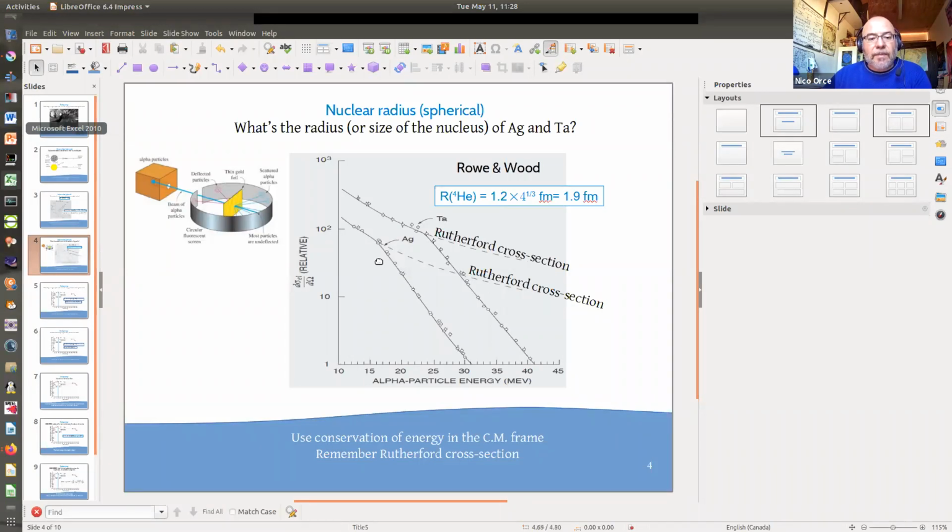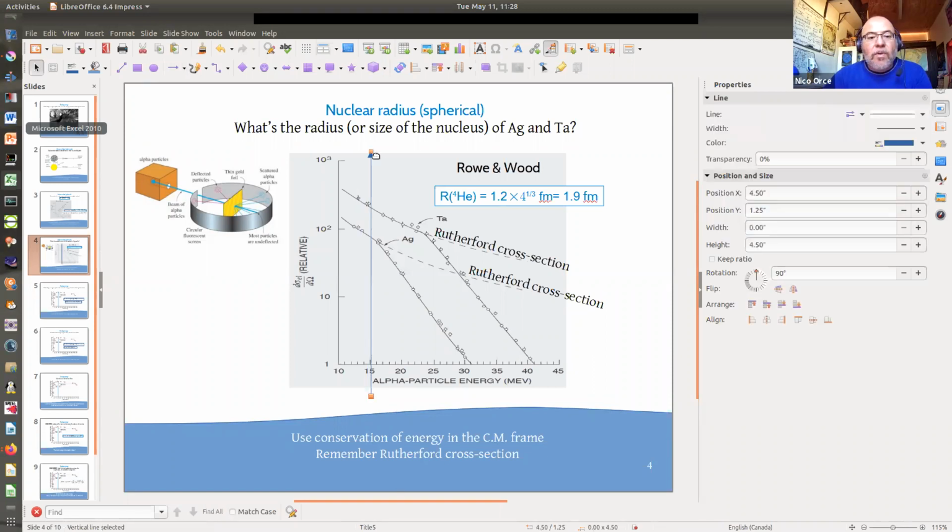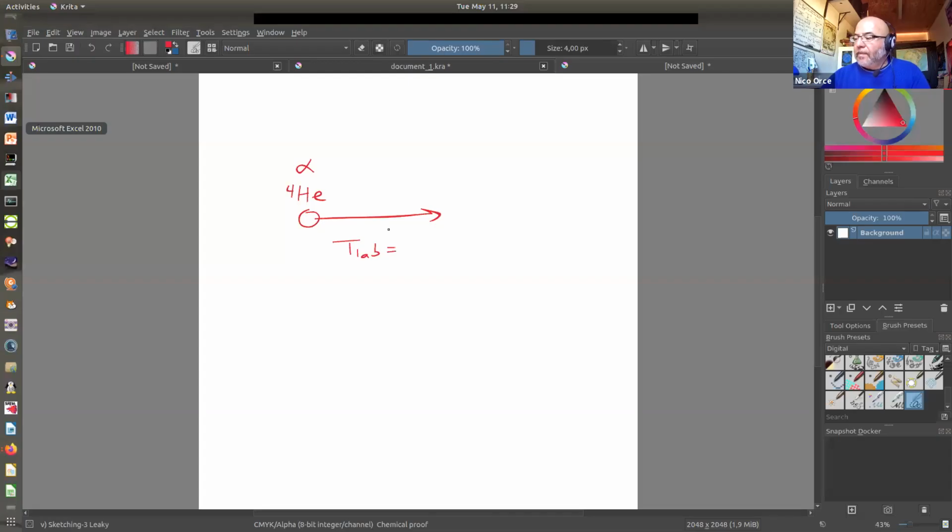Let's say these 3 data points here are 15, 16, 17. Maybe we can make a straight line to make sure, and we can move it, and this is about 16. That is a straight line at 16, and that's where the deviation happens. So we have 16 MeV, where the deviation is happening.